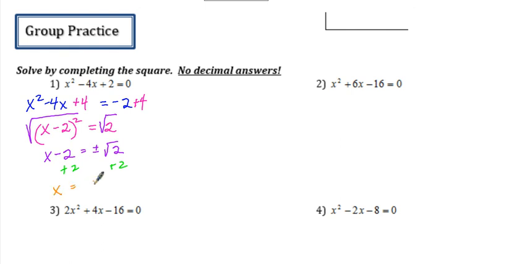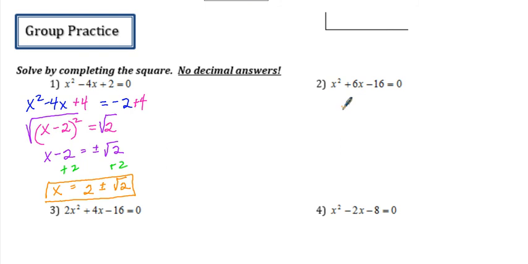So x equals the positive and negative, let's do the 2 first. Let's write x equals 2 plus and minus the square root of 2. These are the two solutions to this quadratic equation. And we use completing the square because factoring really wasn't an option. Those are the two solutions.